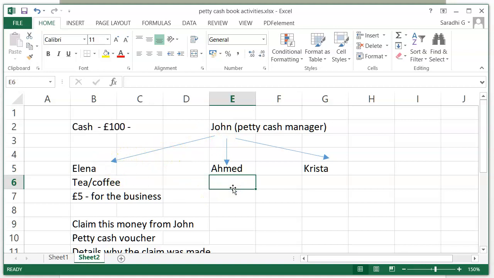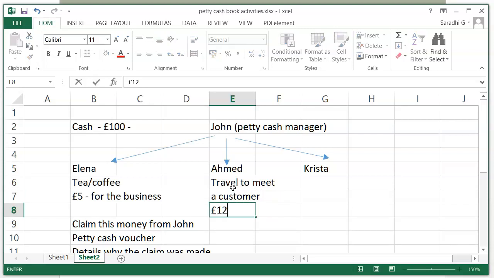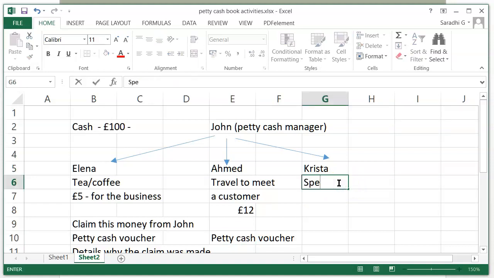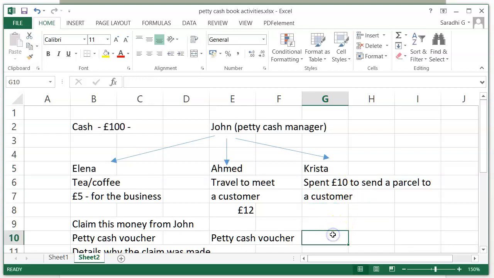In the same way, let's say Ahmed has spent some money on travel to meet a customer, and he spent, let's say, £12. Again he will need to prepare a petty cash voucher to claim the money. Let's say Krista over here has spent 10 pounds to send a parcel to a customer. Then she will also need to prepare a petty cash voucher.